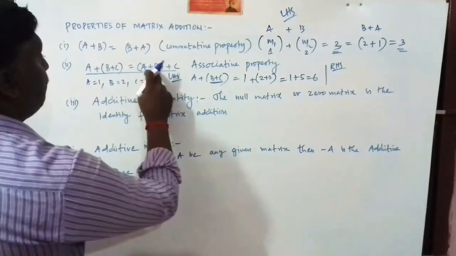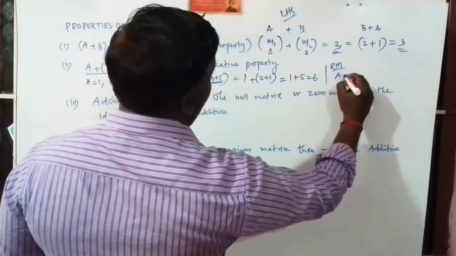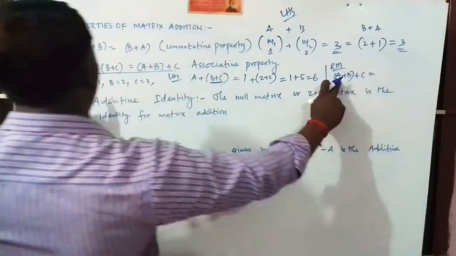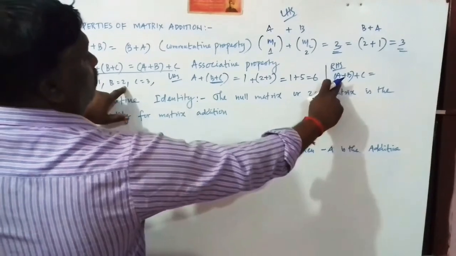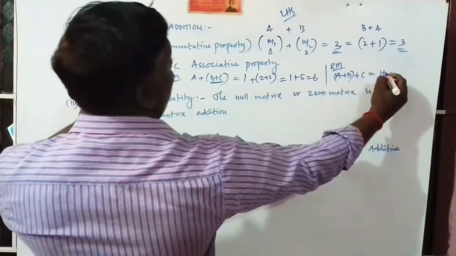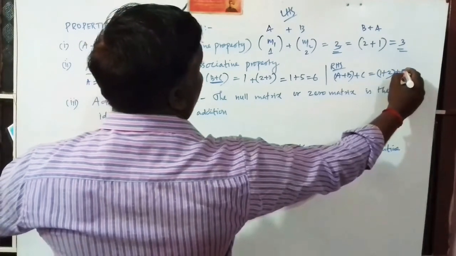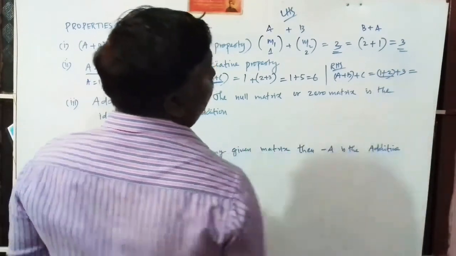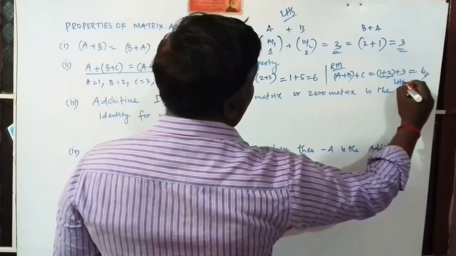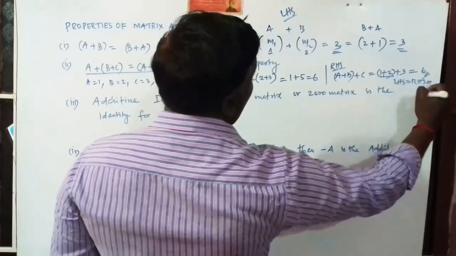RHS: a plus b plus c. Replace a equal to 1, b equal to 2, and c equal to 3. So a equal to 1 plus b equal to 2 plus c equal to 3. Now simplify: 1 plus 2 equal to 3, 3 plus 3 equal to 6. So LHS is equal to RHS. So this is called the associative property.